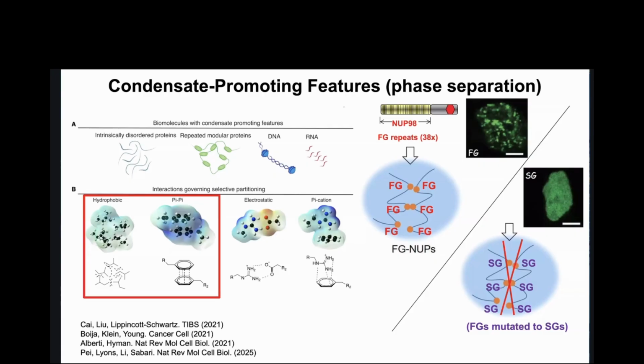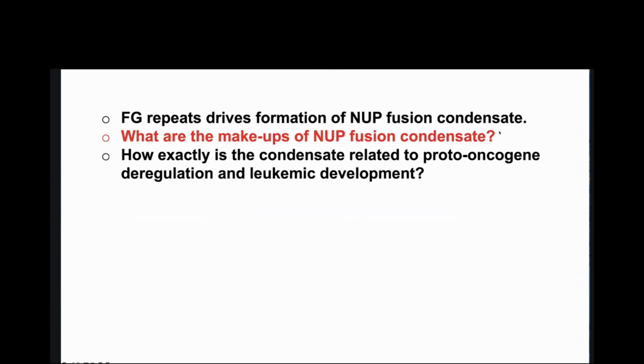So in a way, the rate of dissociation is really less than association. So in a way, this multivalent interaction forms the condensation, and that's the basis for this phenomenon. And that's the reason when we disrupt the FG repeats into the serines, we essentially lose the condensation formation by these proteins. So then, let's move on to the next question.